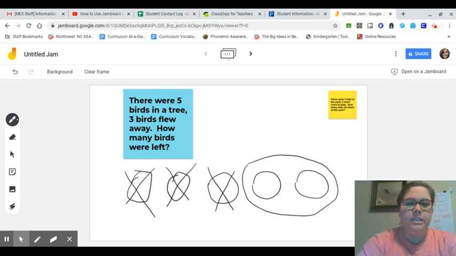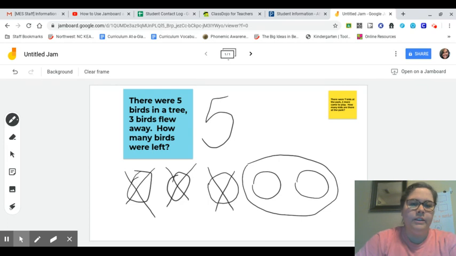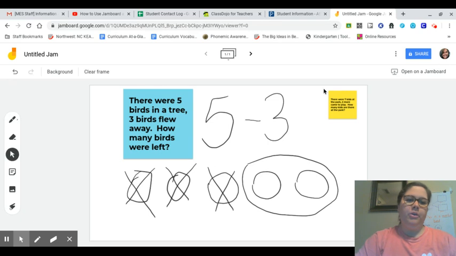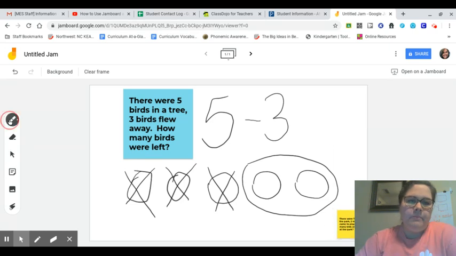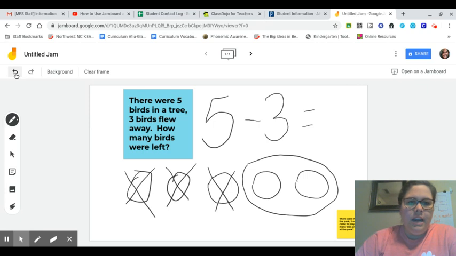How many birds did we start with all together? How many birds did we have all together? We had 5. So Miss Ingram's going to write 5. How many birds flew away? How many did we have to cross out? 3. And we're working with minus 3. Let me move our other problem down here so I can do our number sentence. Okay. So we started with 5 minus 3 equals, how many birds were left? 2. Great job.